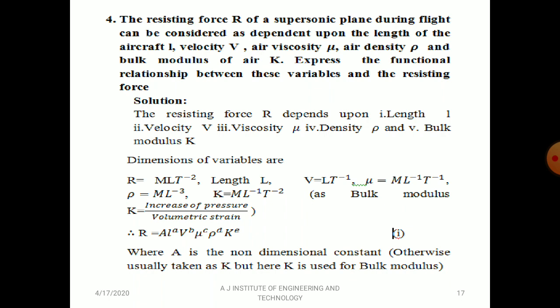Pressure unit is Newton per meter square, so the force unit is Newton. In place of force you can substitute kg meter S to the power minus 2 divided by meter square. So we can get the dimension for bulk modulus.